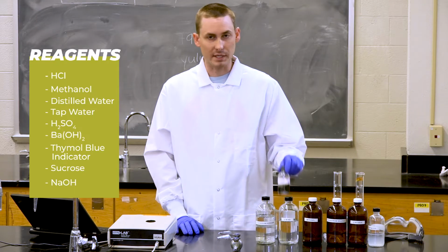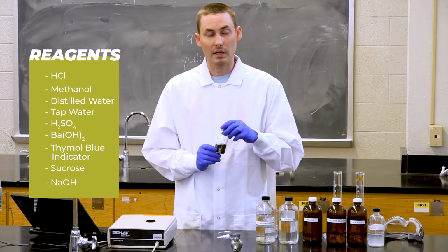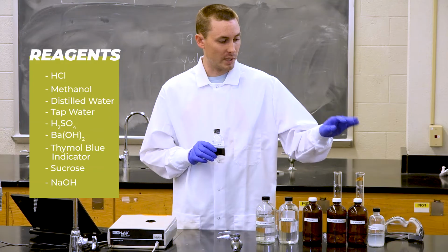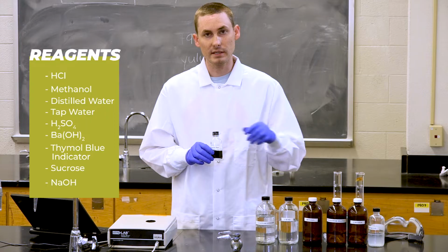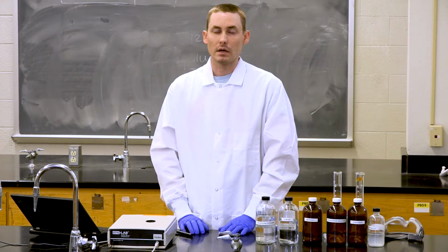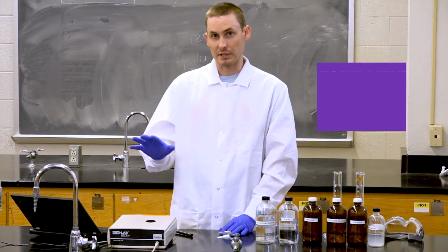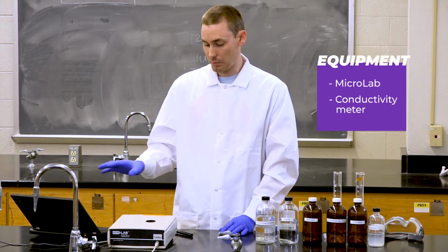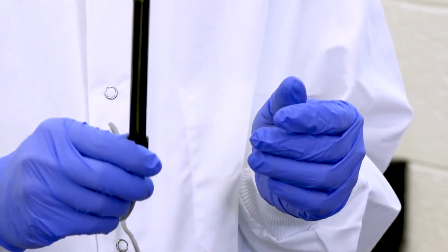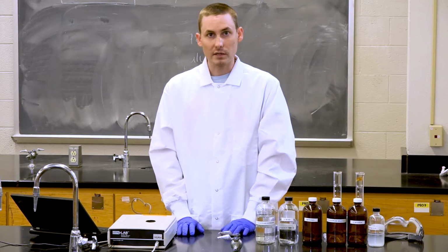Lastly, we'll also be using a thymol blue indicator that will allow us to know the equivalence point of the barium hydroxide and sulfuric acid, so that we know when we're at a pH of 7. And to measure conductance, we're going to be using the microlab apparatus connected to a computer and a conductivity meter that we will plug into the microlab instrument. So that concludes the methods.